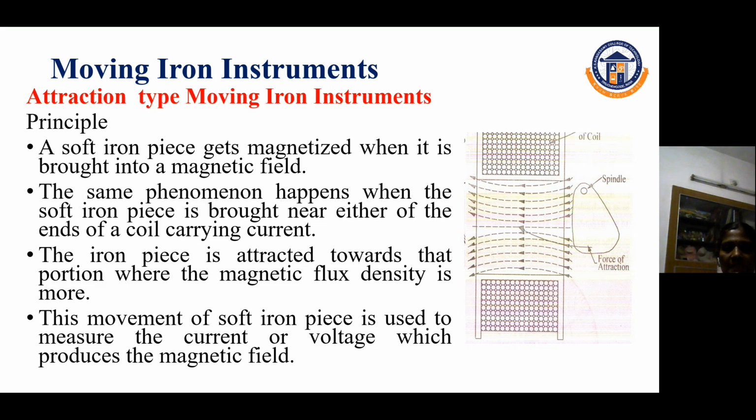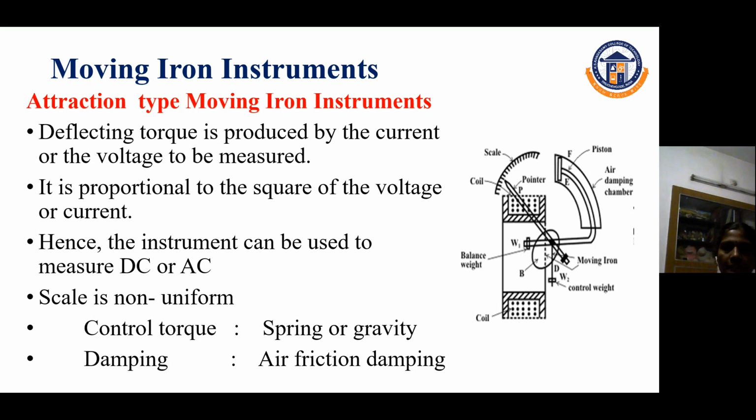The soft iron piece gets magnetized when it is brought into a magnetic field. The same phenomenon happens when the soft iron piece is brought near either of the ends of the coil carrying current. So the iron piece is attracted towards the position where the magnetic flux density is more. This movement of the soft iron piece is used to measure the current or the voltage which provides the magnetic field.